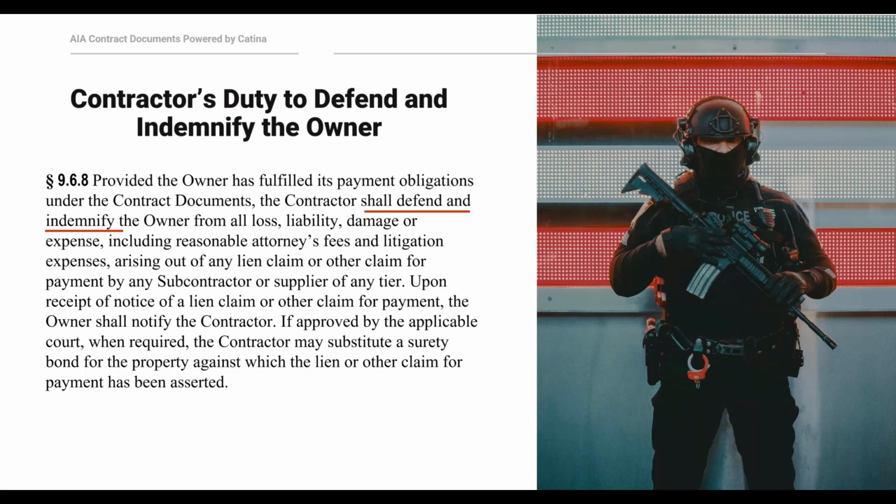It really puts the obligation on the contractor to be responsible to make sure that if it's been paid, then it needs to make sure that the subs and suppliers have been paid appropriately and that they're not filing subcontractor or supplier lien claims on the property. So also note here that the indemnity obligation includes reasonable attorney's fees and litigation expenses. So if the owner has to hire an attorney and spend money to extinguish a lien claim, then the contractor has to pay those expenses. Alternatively, the owner can simply point to the duty to defend obligation in this section and require the contractor to hire an attorney to extinguish those lien claims on its behalf.